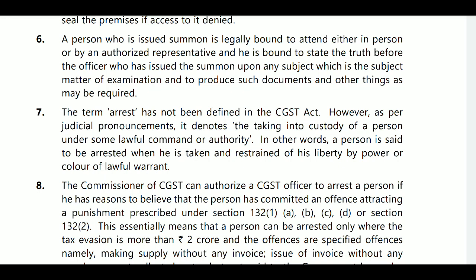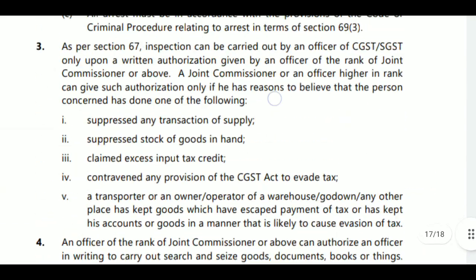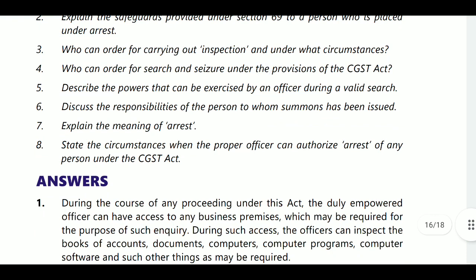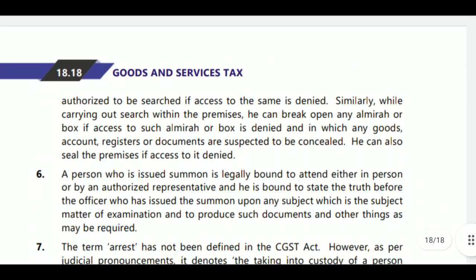Arrest means what? It is not defined in the GST Act. However, as per judicial pronouncements, it means the taking into custody of a person under some lawful command or authority, or in other words, a person is said to be arrested when he is taken or restrained of his liberty by power or color of lawful warrant. Next, question number 8. State the circumstances when the proper officer can authorize the arrest of any person under the CGST Act. When will the person be arrested?